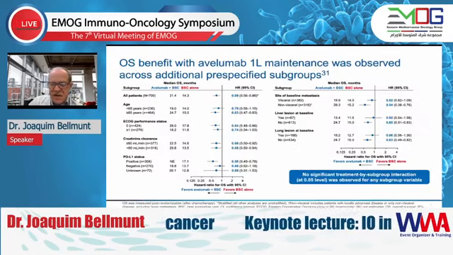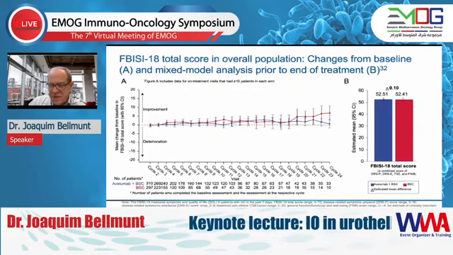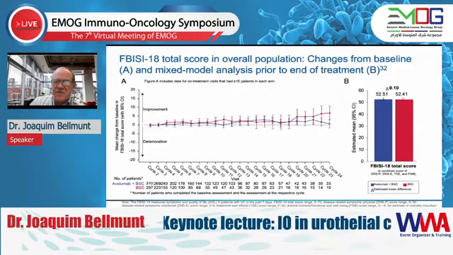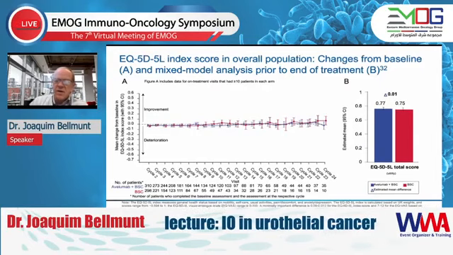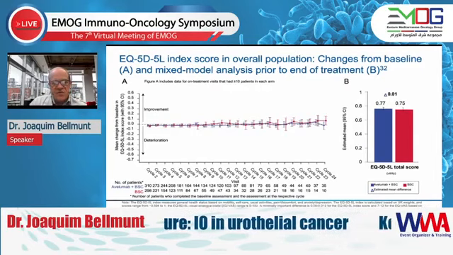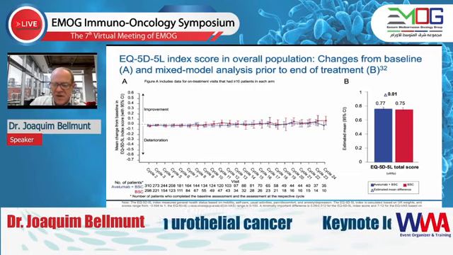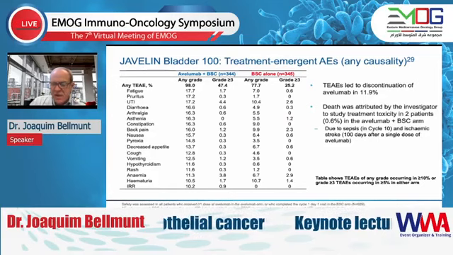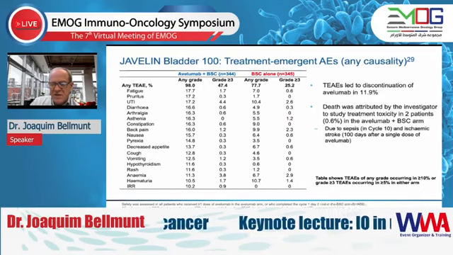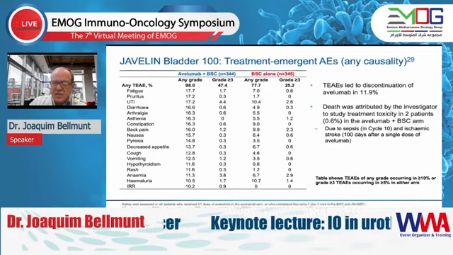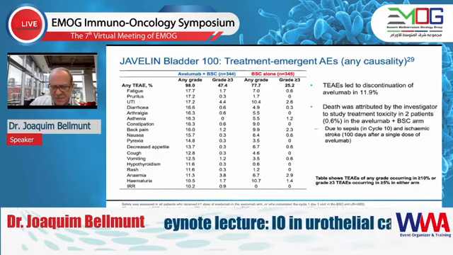So here you can see the benefit seen in different subgroups. And one important thing is that giving avelumab as maintenance did not impair the quality of life. This is a quality of life measure specific for bladder cancer, and also this wider quality of life type of score, the EQ-5D-5L, showing there is no detrimental effect when giving avelumab maintenance. Side effects, as expected, 11% of treatment discontinuation, in the majority of cases because of infusion reactions, and the profile is what we know for avelumab in the metastatic second-line setting.